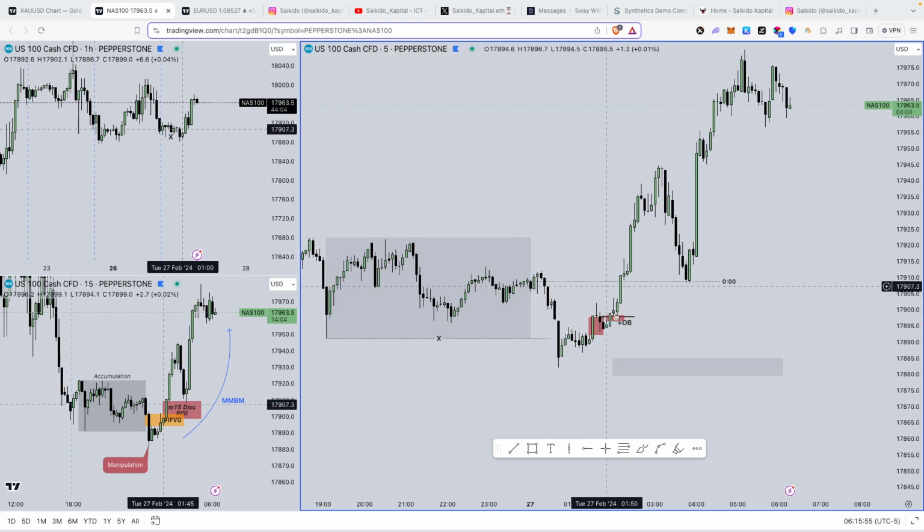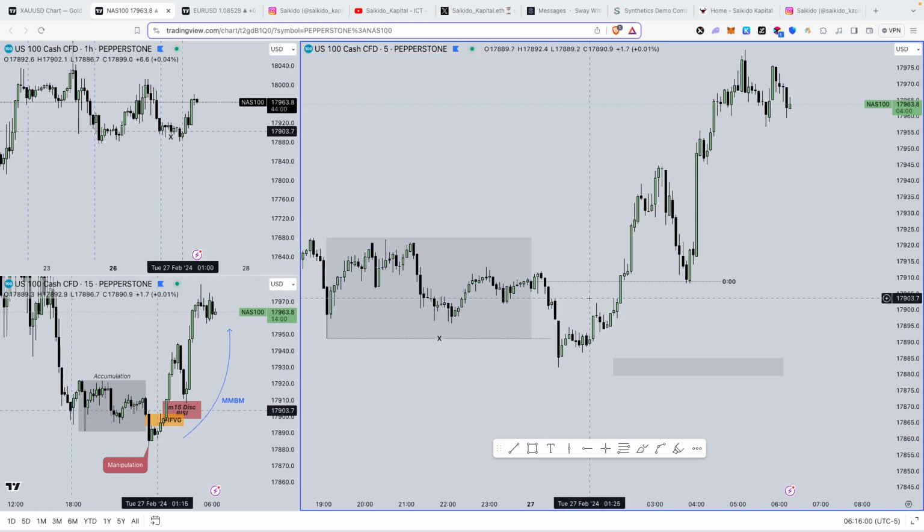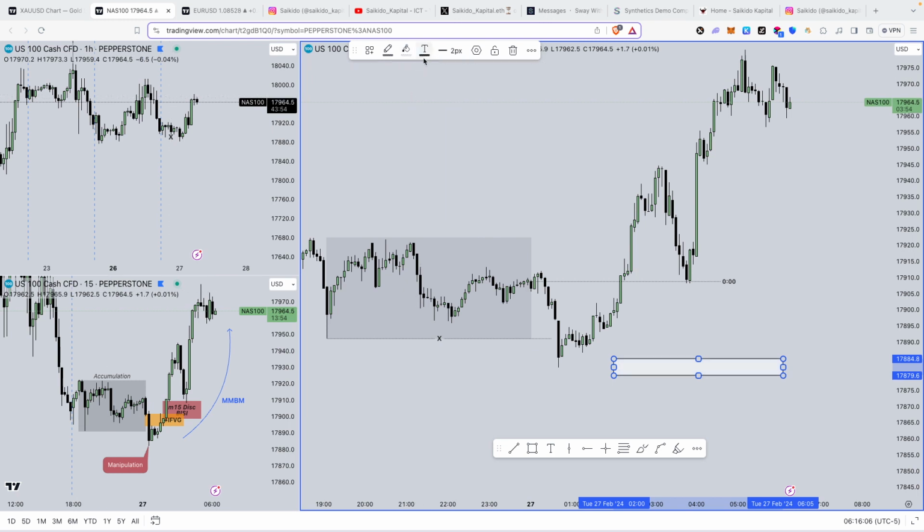But instead, this is what I did. I didn't want to take the high risk entries. I wanted something that's solid, confirmed, everything. So I waited for my silver bullet, okay? So this is what happened during the silver bullet hour.